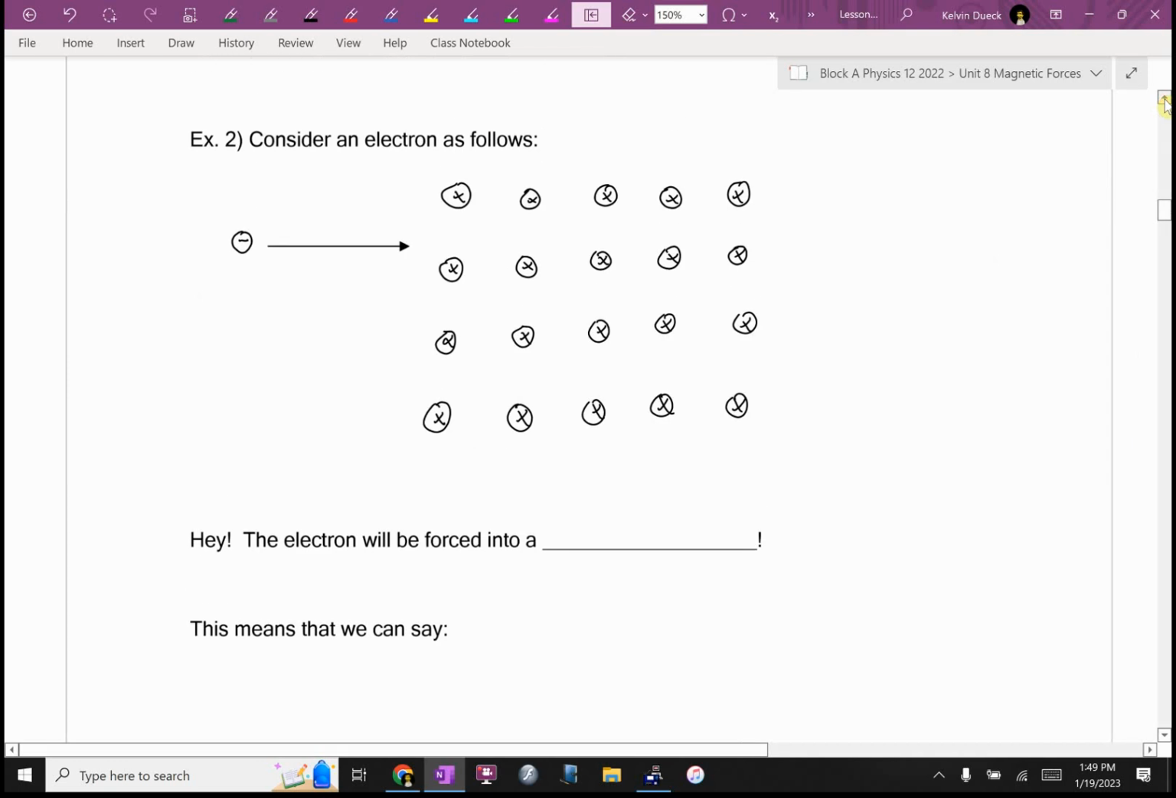Let's look at a pretty cool application. Let's consider an electron as follows. Yes, this is my hand-drawn diagram, Quinn, no laughing. Which way is this electron moving in the picture? Do we deal with an electron? No. Our right-hand rule only works for protons. So an electron moving to the right is the same as a proton moving which way? So all of you point your right thumbs to the left.